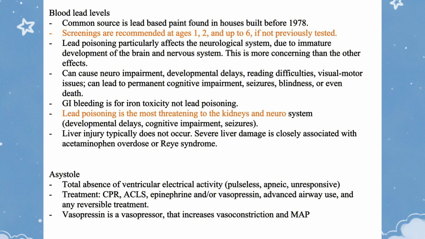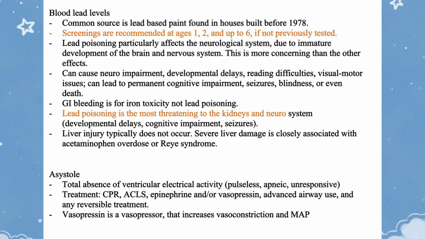GI bleeding is for iron toxicity, not lead poisoning. Lead poisoning is most threatening to the kidneys and nervous system: developmental delays, cognitive impairment, seizures. Liver injury typically does not occur. Severe liver damage is closely associated with acetaminophen overdose or Reye's syndrome.